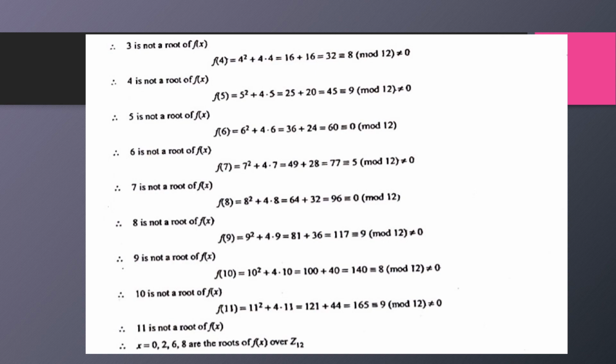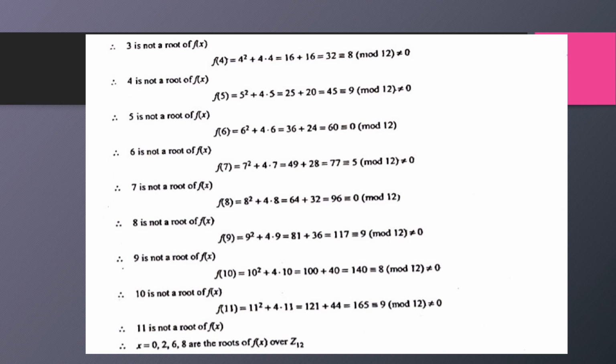Similar way, f of 6. Likewise, you just keep substituting each number, get the value and divide it by 12. So divided by 12, how many times over here? So dividing, you're getting a remainder as 5. 96 is perfectly divisible by 12. 117 will not be divisible by 12.